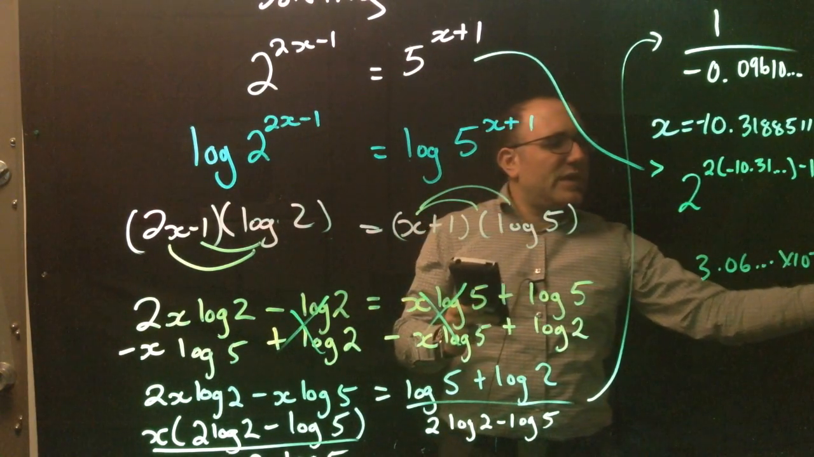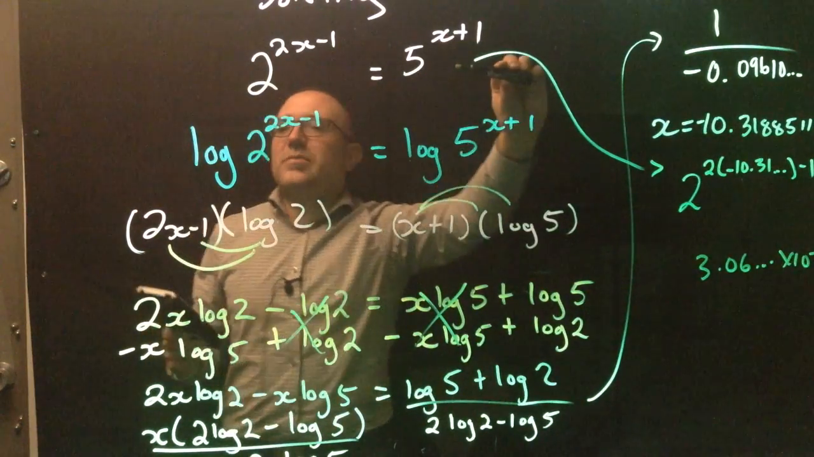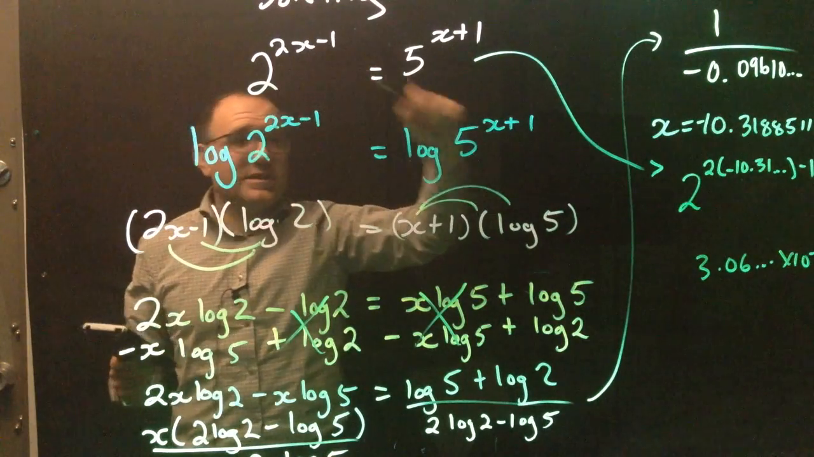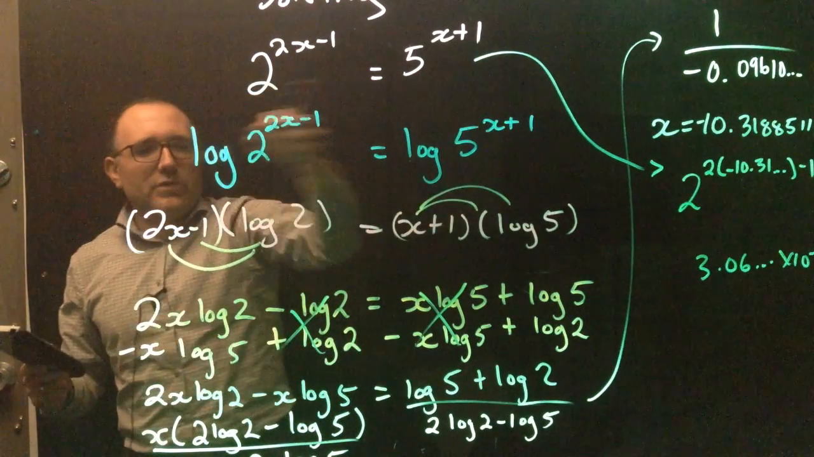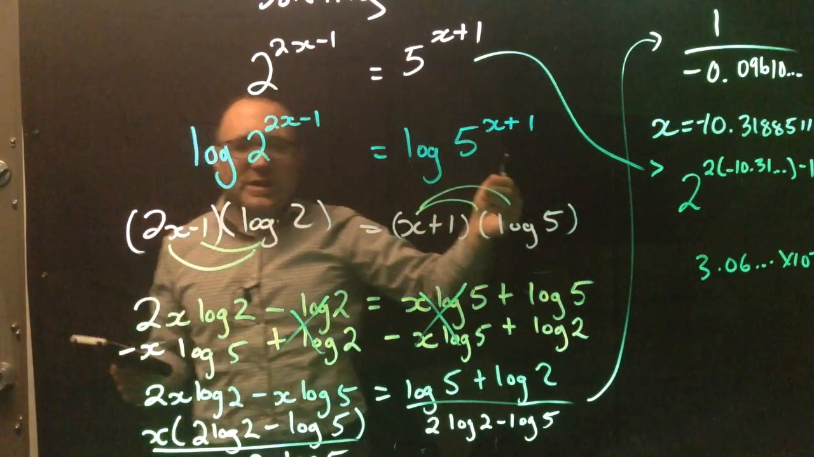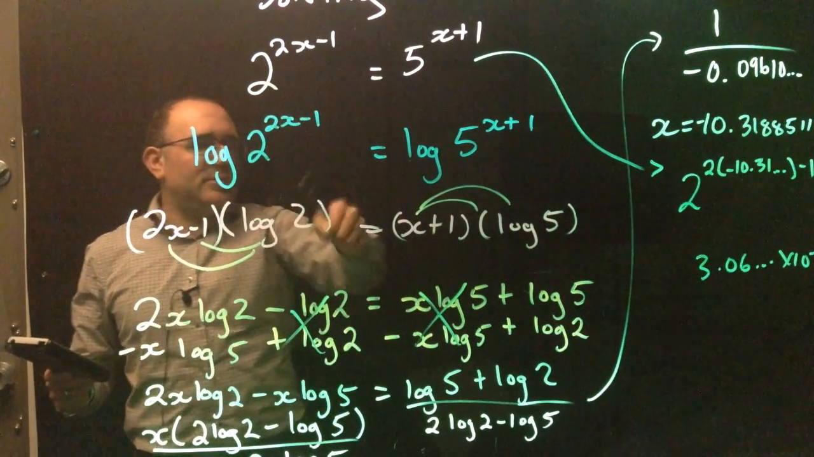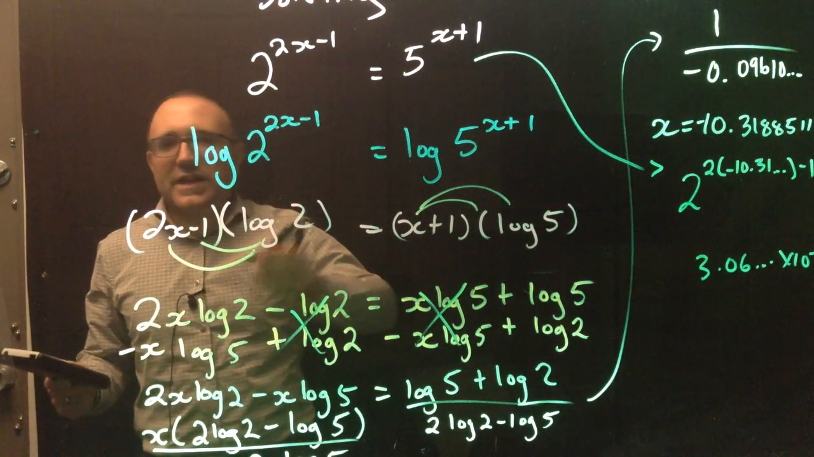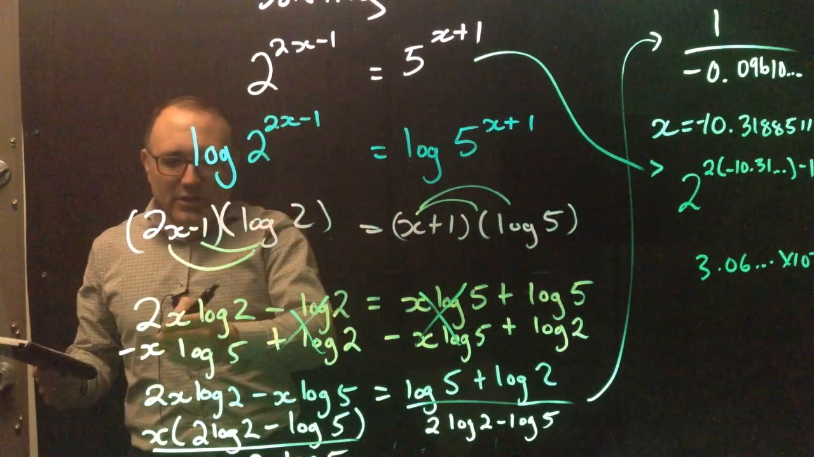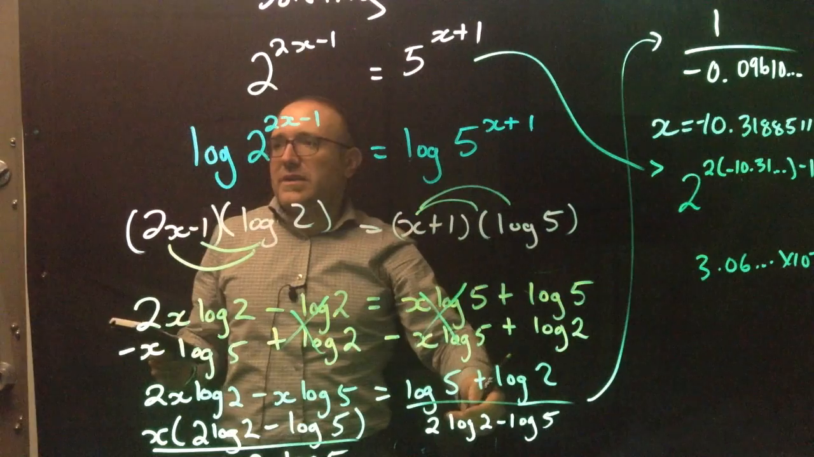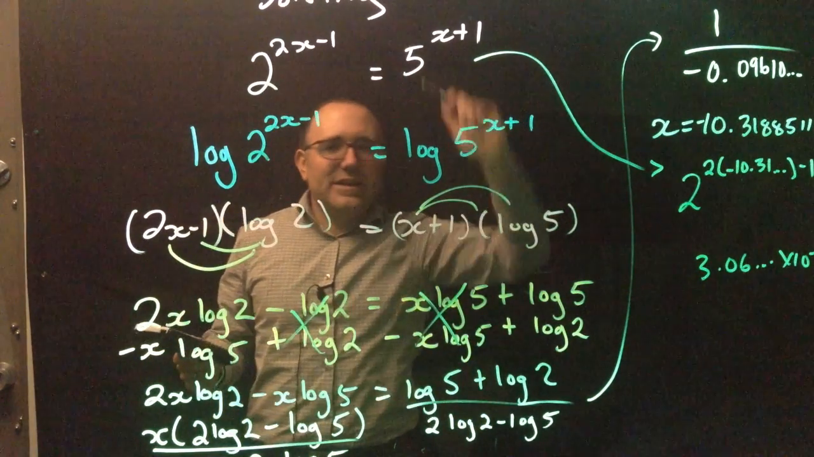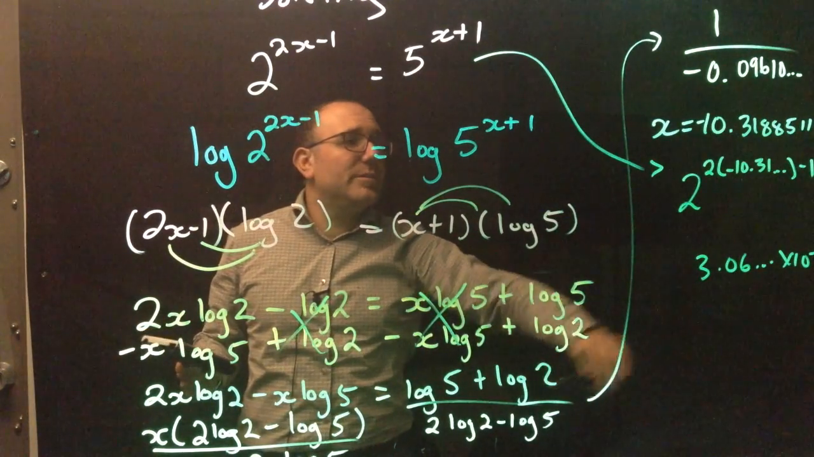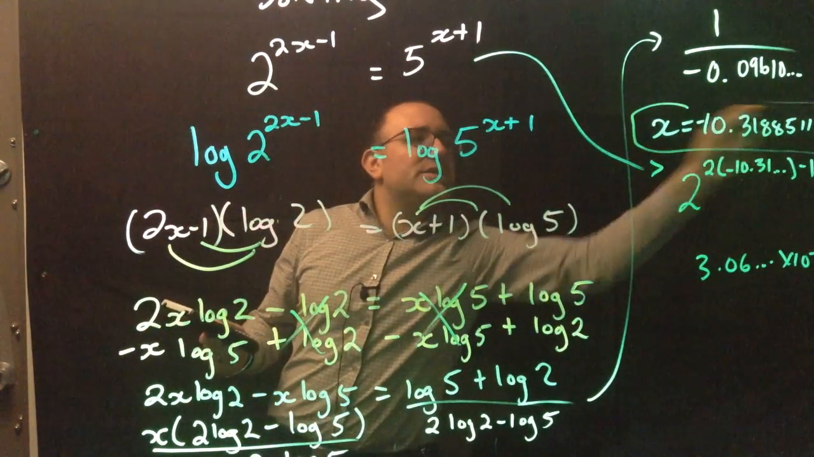So keep in mind, recap here: always start off by logging on both sides if they're not the same base, unless you can convert to the same base. Then bring down the exponent, that's the third law on your formula sheet, and use the distributive property. Isolate the x by moving terms to the other side, usually the lower one, and factor it out. Move everything over by dividing both sides, then step by step figure out the numerator, figure out the denominator, divide them, and you get your final answer right here.